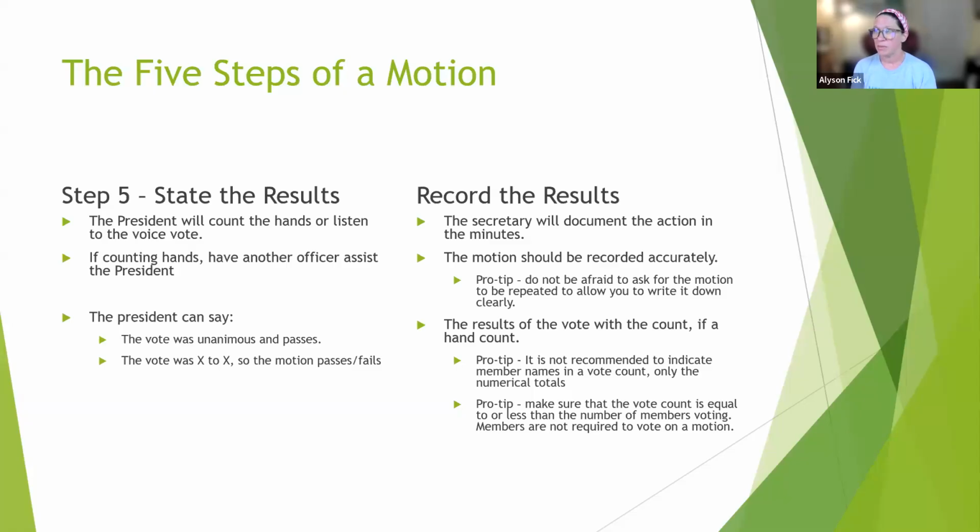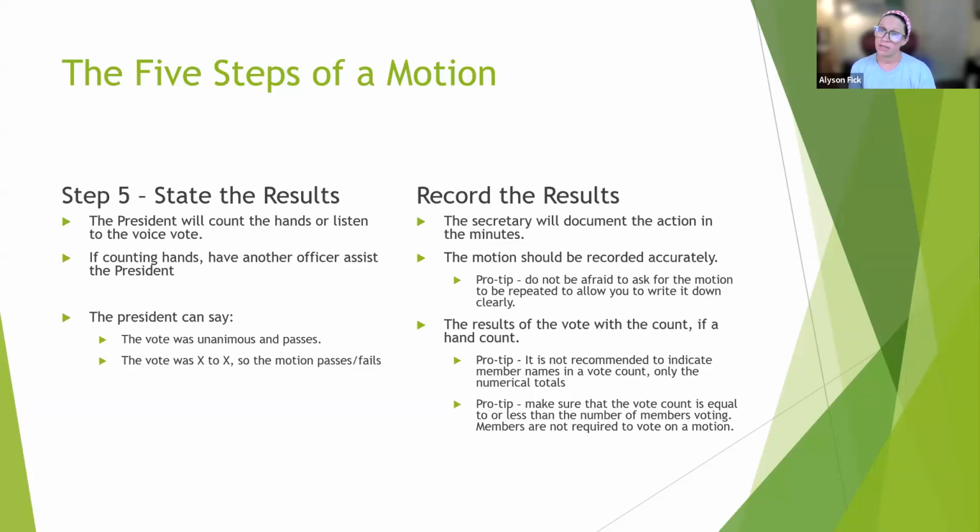Your minutes at the next meeting will be helpful to ensure that the membership understands the vote and the decision that was made. The results of the vote with the count, if a hand count, should be included in the minutes. Two pro tips: it is not recommended to indicate member names in a vote count, only the numerical totals.